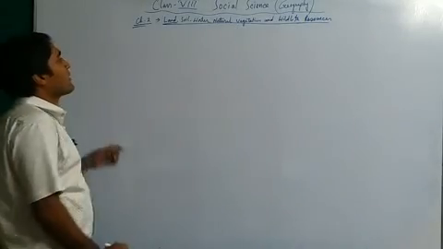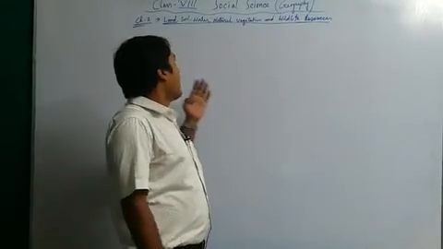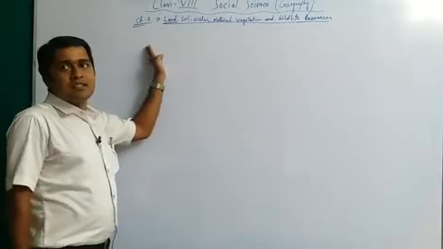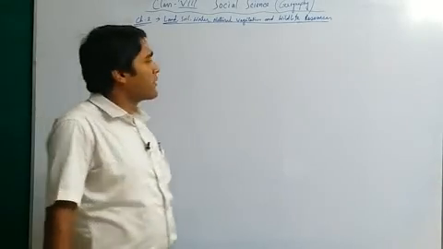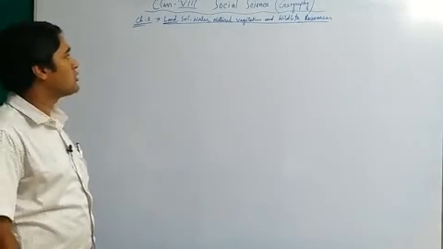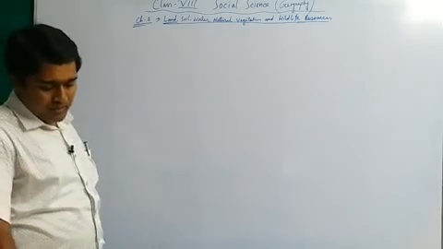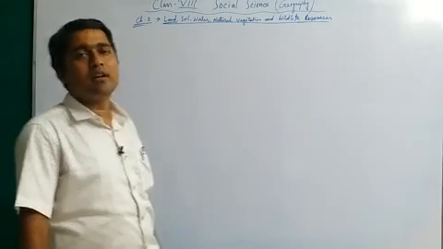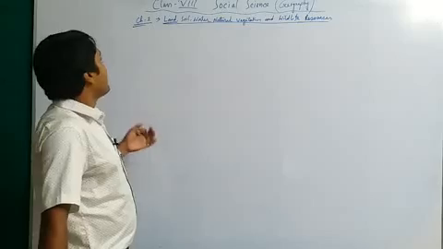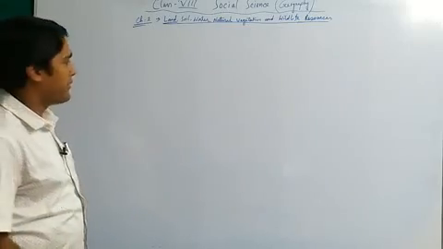Hello students, you have seen already that last day we started this second chapter, Land, Soil, Water, Natural Vegetation and Wildlife Resources, and also we discussed the factors affecting the uneven distribution of population all over the world.